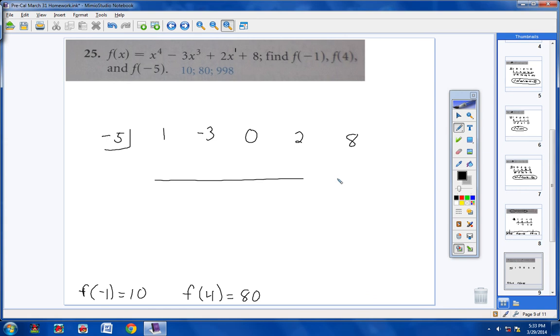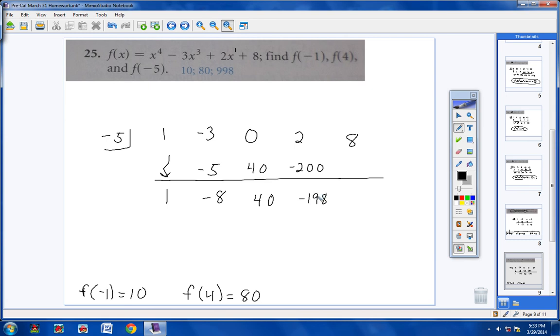There we go. And now let's quickly do our evaluation. Bring down your 1. -5 times 1, -5. Combine, you'll get a -8. -5 times -8 is 40. Combine, you'll get a 40. -5 times 40 is -200. Combine those, you'll get a -198.